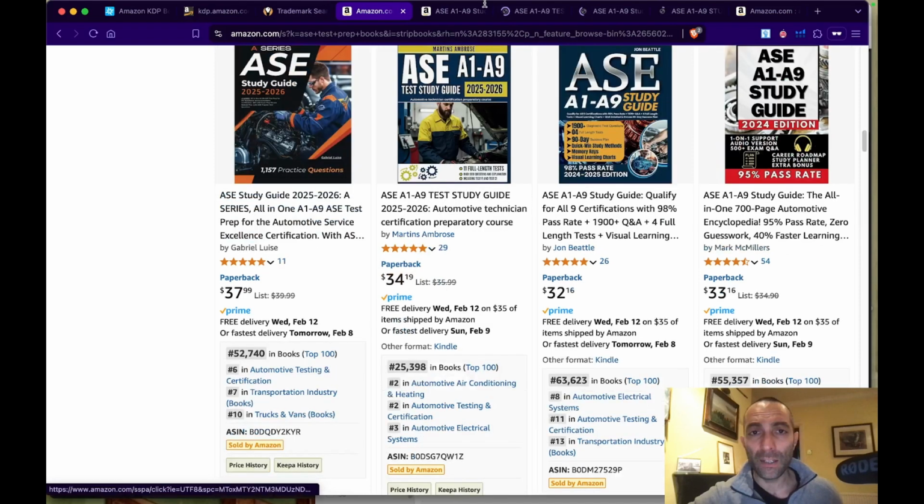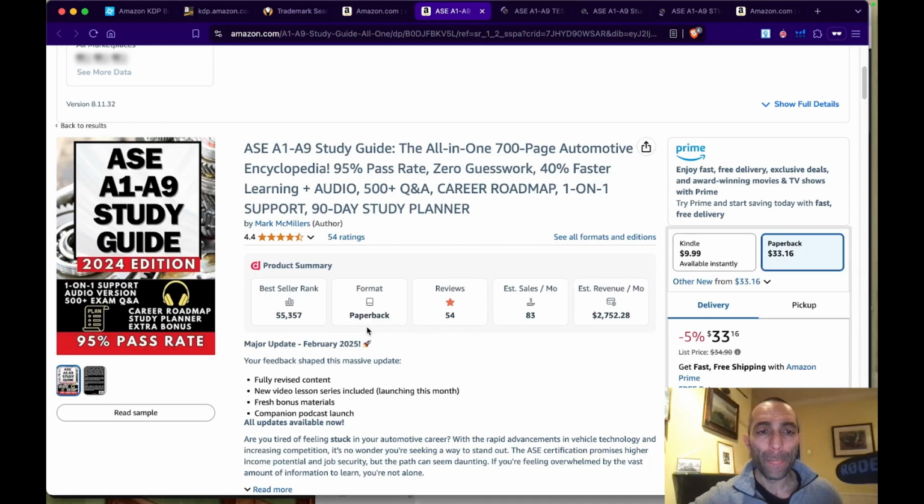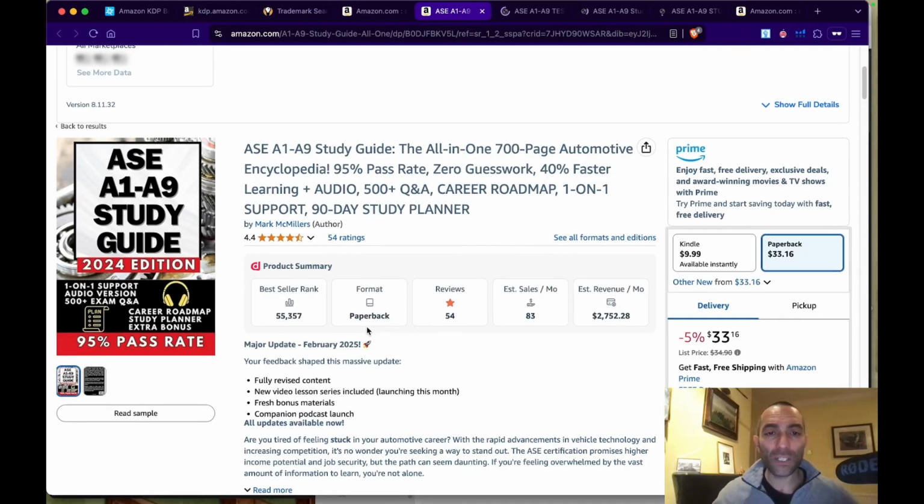So it's definitely some money to be made here. Let's have a look at this one. Now, 55,000 in books. The BSR, you can see there from Keepa Scout. This is Keepa Scout now. This is what I was talking about.